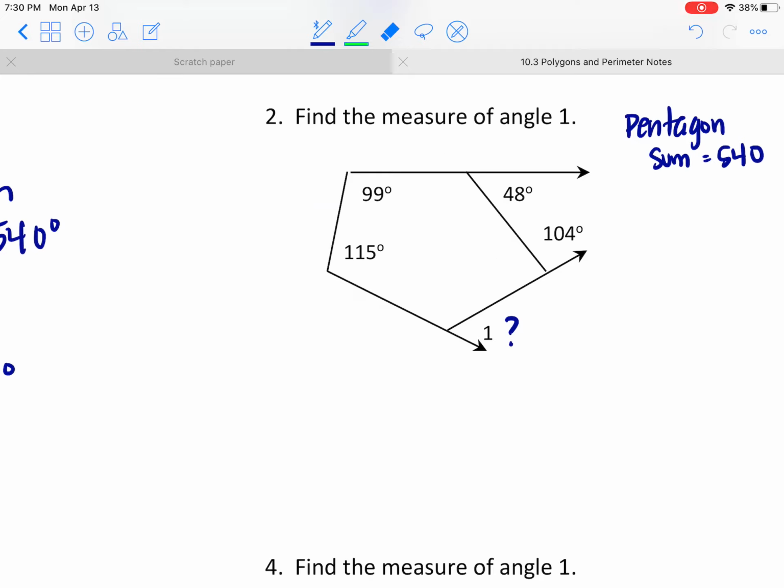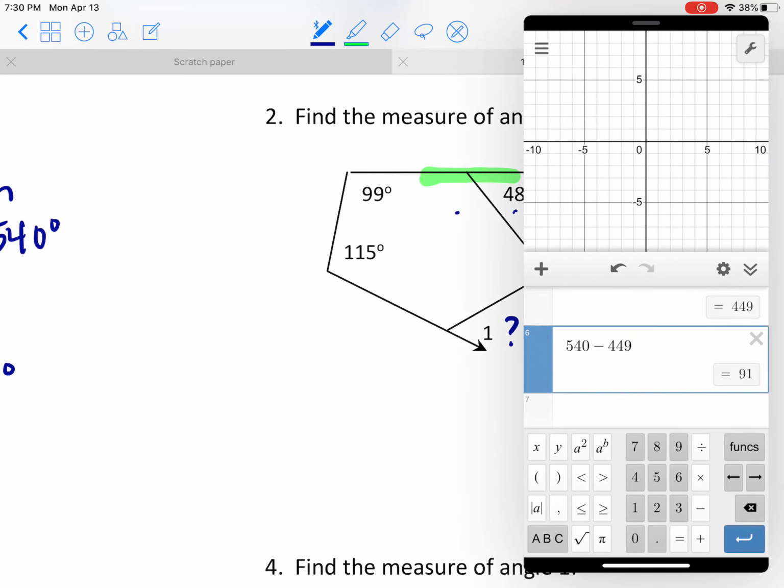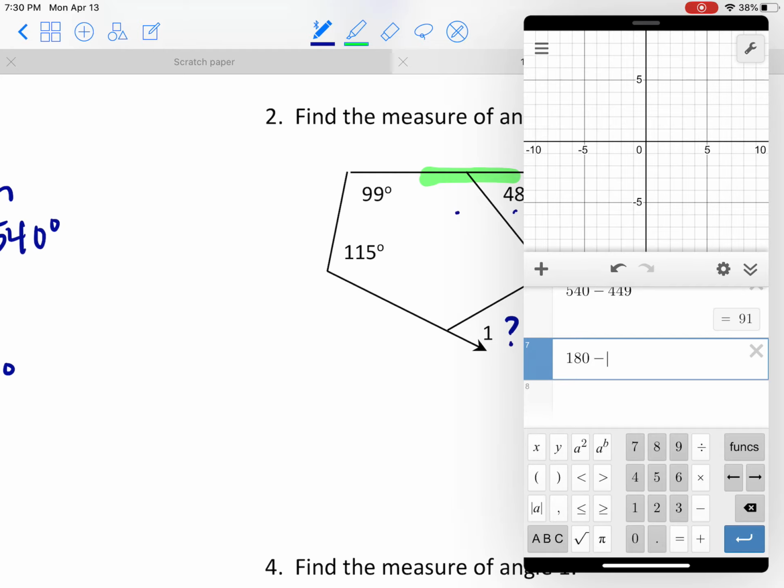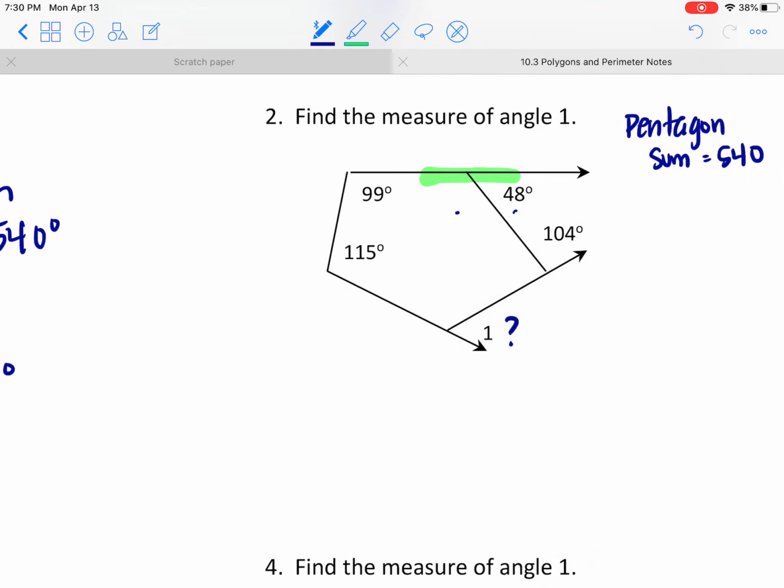So let's see. I know the sum is 540, but the only way I can use that is if I knew 4 of the angles, then I could figure out that missing angle. So I can't start with that sum. But this is going to tie into something we talked about yesterday. Remember, a straight angle, a straight line, measures 180 degrees. So if this angle is 48, if I subtract from 180, I'll get the missing angle here. So 180 minus 48 means that missing angle is 132 degrees. So 180 minus 48 got me that guy there.